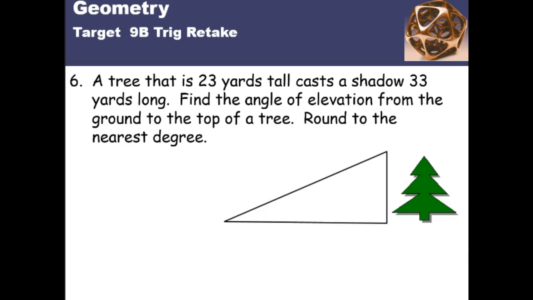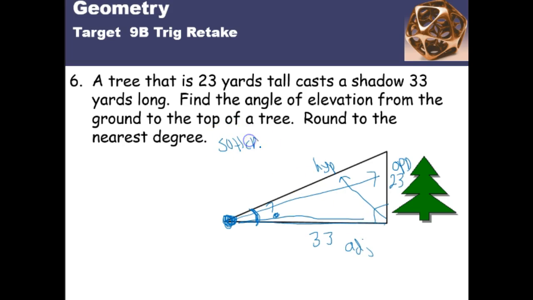Okay, number 9. We have a tree. It casts a shadow. So the tree is 23 yards, so this is 23. And the shadow is always on the ground. So here's my shadow. And my shadow is 33. And we want to find the angle of elevation. So angle of elevation is from the ground looking up. So that's what we're looking for. So right here I'm putting a dot because that's the angle I'm trying to find. Now I need to be using the angle side of my cheat sheet. This is the opposite. This would be a right angle, so this would be the hypotenuse. And this is the adjacent.